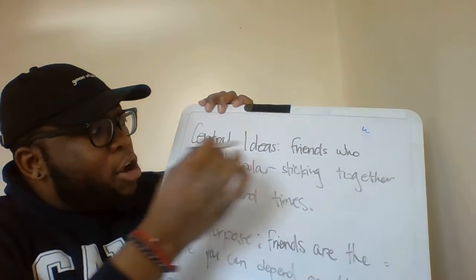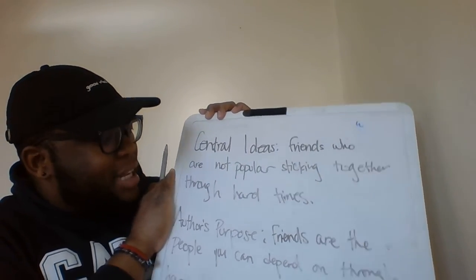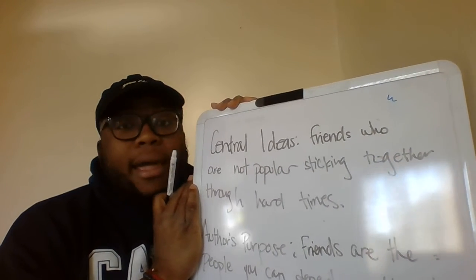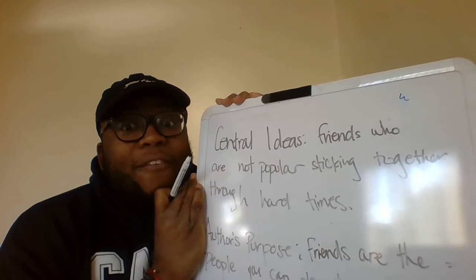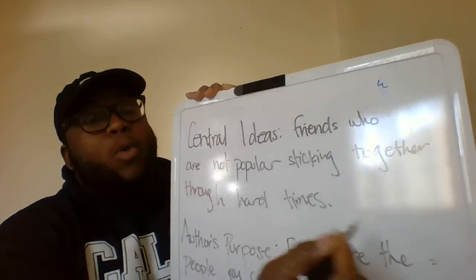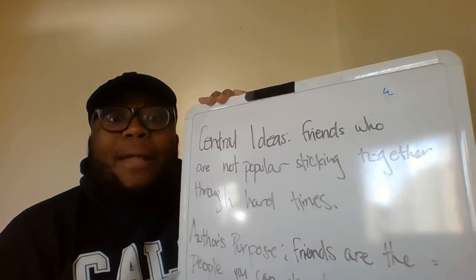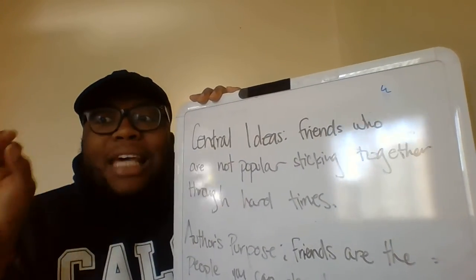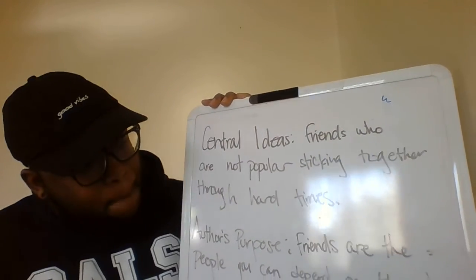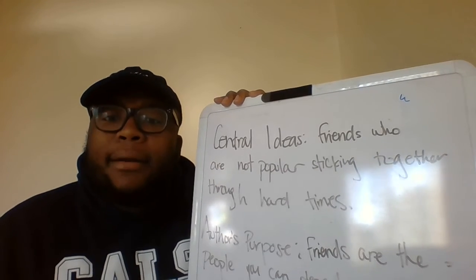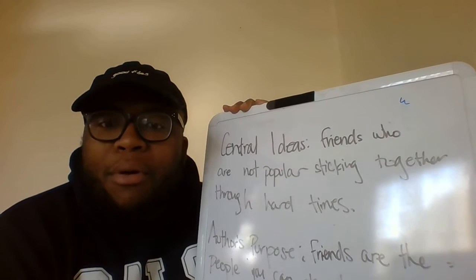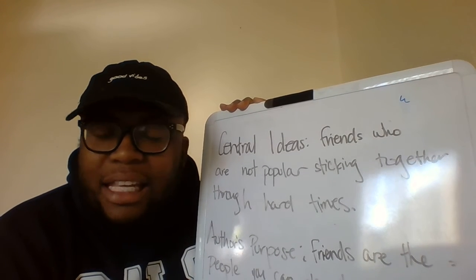So if I'm saying friends who are not popular stick together through hard times, I will use a quote simply from their times of sticking together and running away, when they had to run away from the girls with the paintball guns, right? So I will take a quote from that section of the story, or I will simply talk about that part of the story and how it connects. Then I will go to the author's purpose. What will be the quote that supports that, right? If friends are the people who can get you through hard times, we find a quote that supports that. Simple as that.